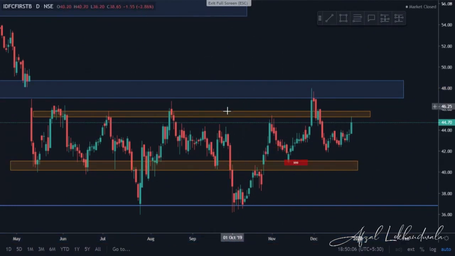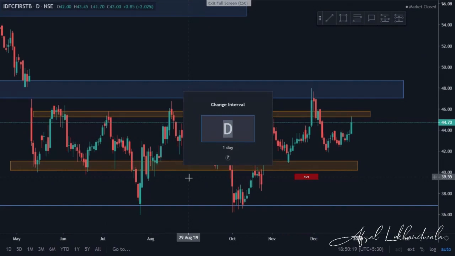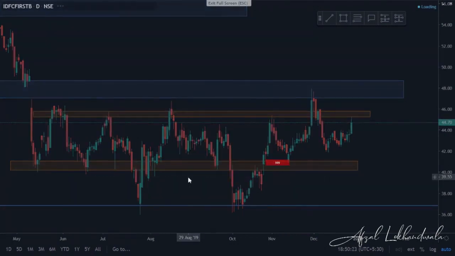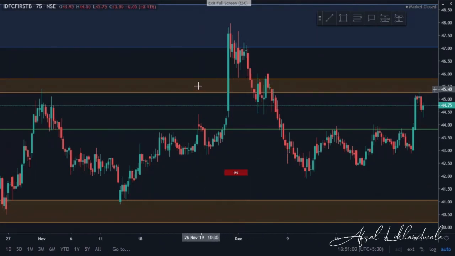Now these two areas we have identified from the daily chart. Now to polish these areas we need to go to a time frame which is lower than the daily time frame. So we will go to the 75 minutes time frame to polish these daily areas. Now is there any scope to polish this resistance?